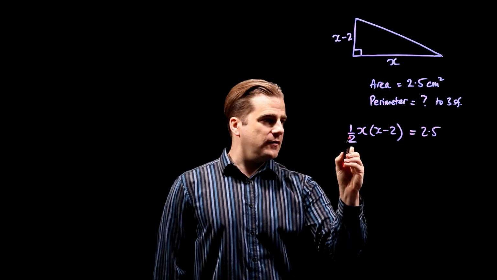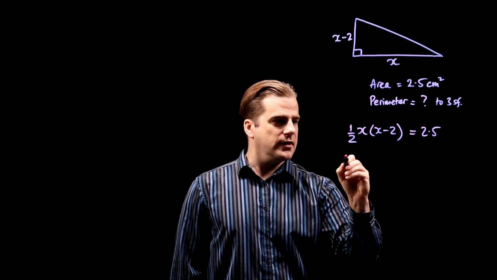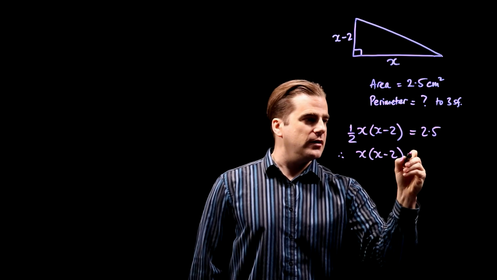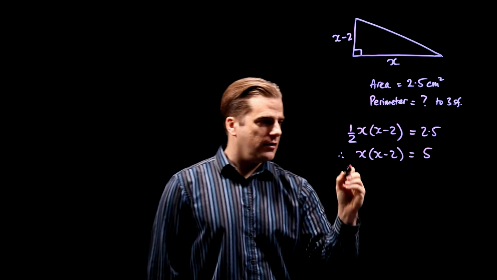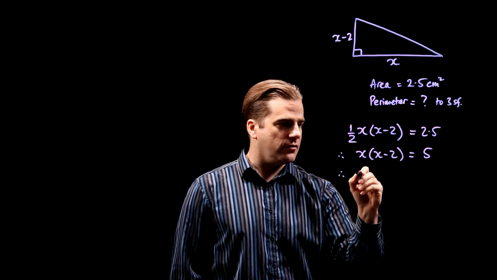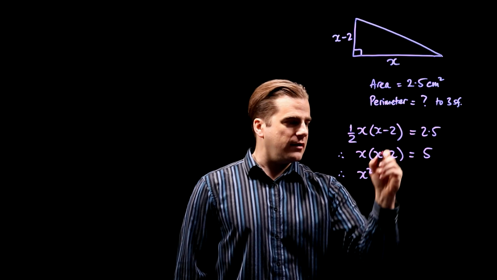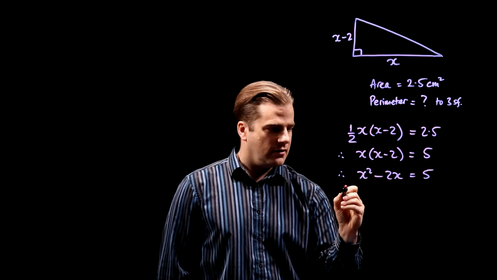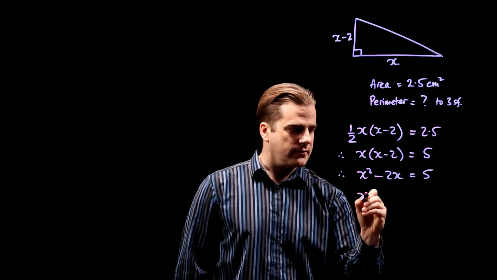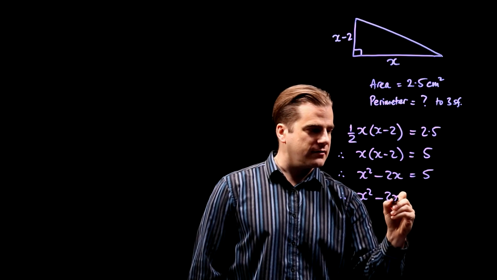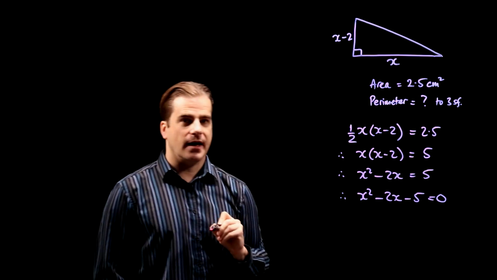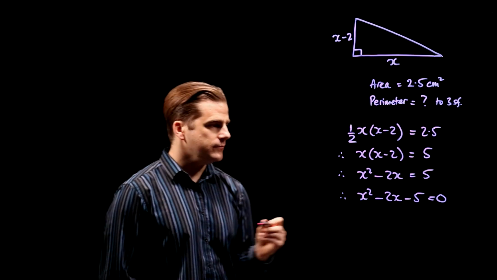Multiply both sides by 2. I don't like that 2 on the bottom, so therefore we get x times x minus 2 equals 5. Multiply out the bracket, therefore x squared minus 2x equals 5. Therefore x squared minus 2x minus 5 is 0. Okay, we've got a quadratic.